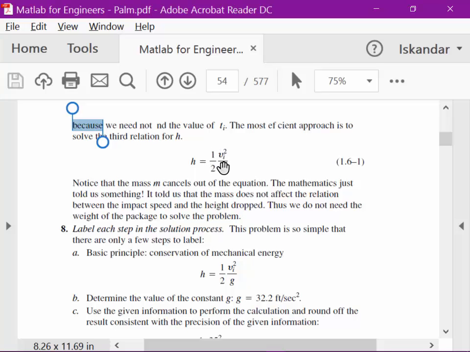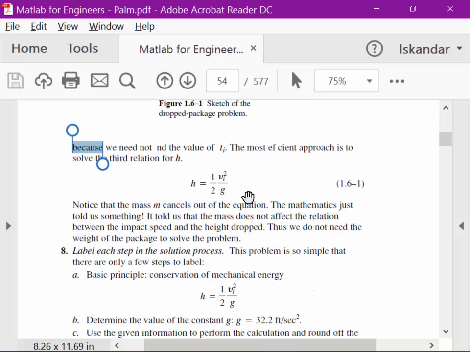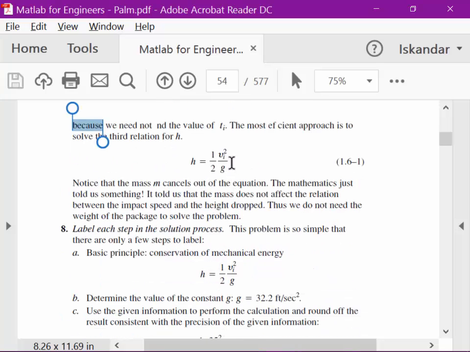Again, we solved this. The problem is, they may not have the problem in this form. They may have the problem with VI equal to the square root of whatever. In other words, they may have to solve for this particular quantity.